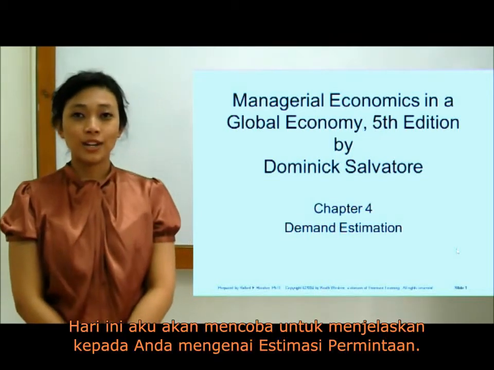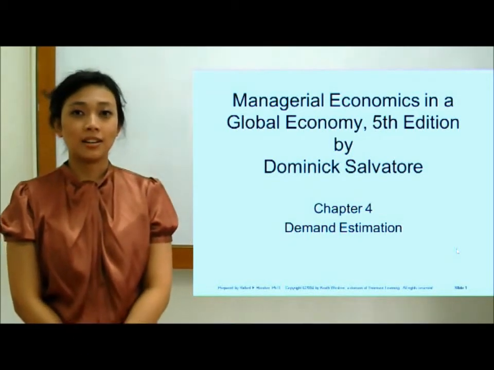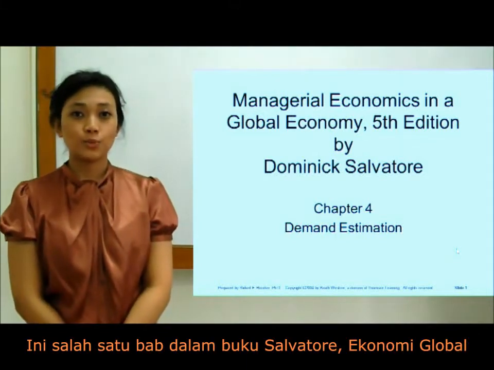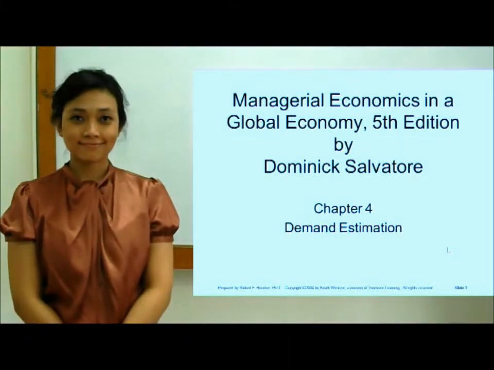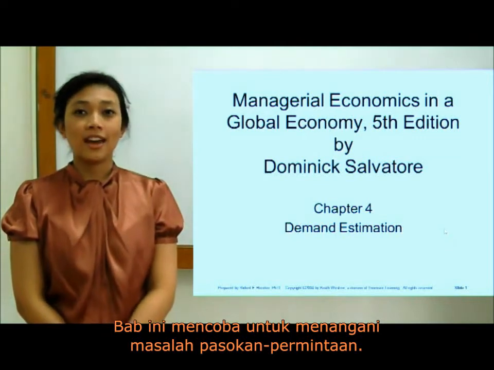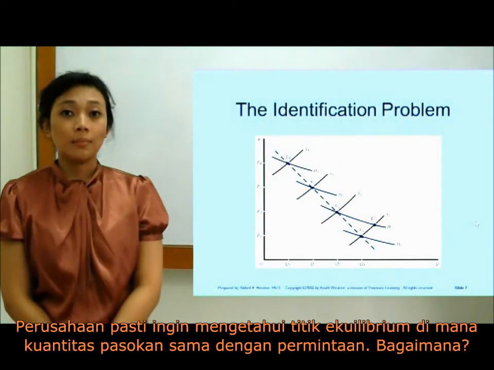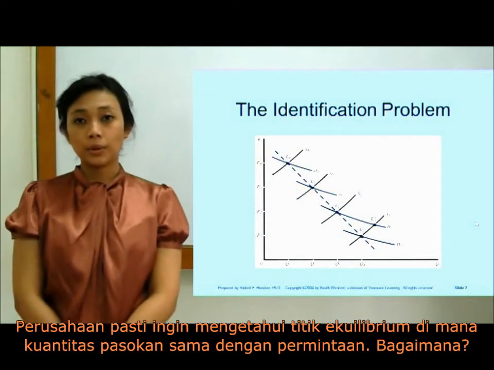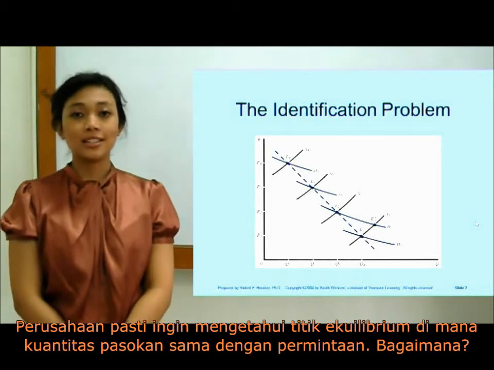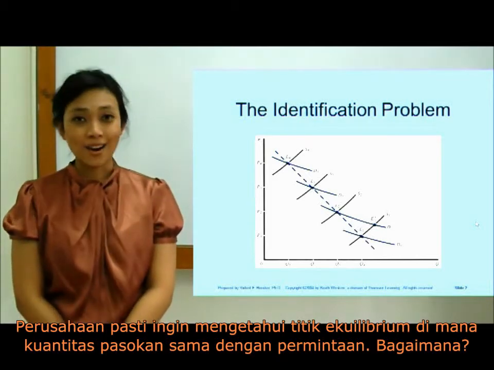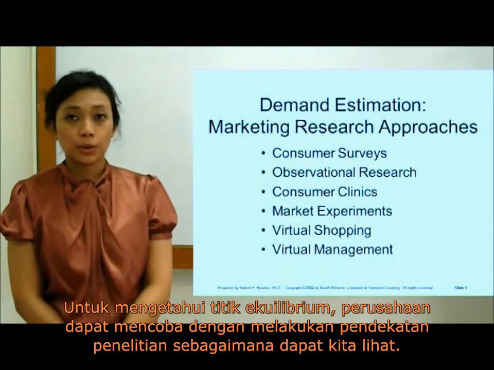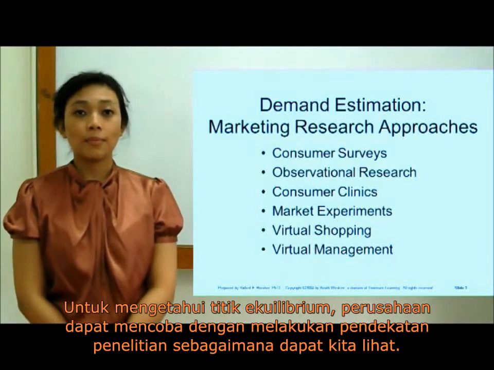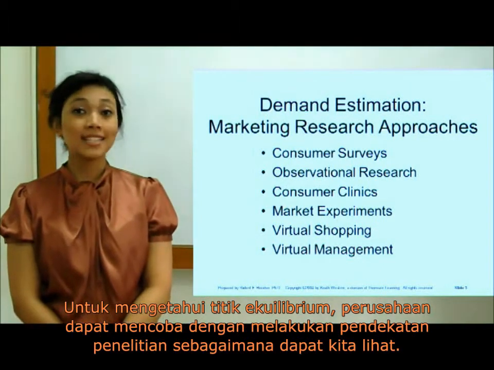Today, I'm going to try to present you demand estimation. It's one of the chapters in Salvatore's book, Global Economy. The chapter is trying to handle the supply-demand problem. Companies generally want to know the equilibrium point of quantity where supply is equal to demand. How? To find out the equilibrium point, a company can try research approaches, as we can see.